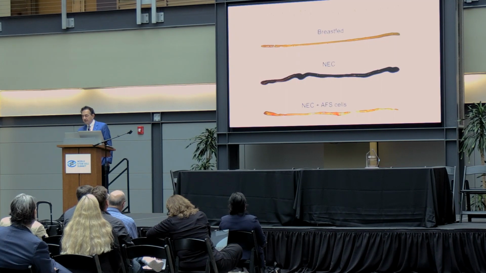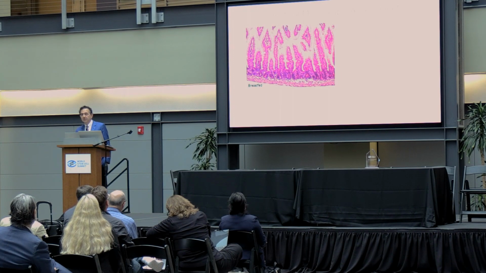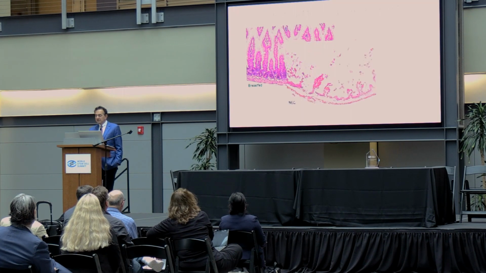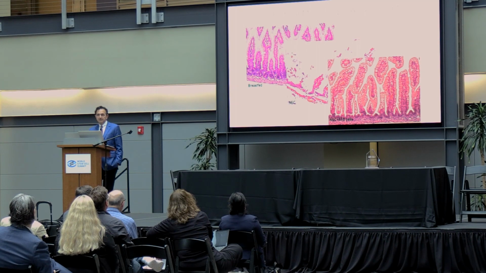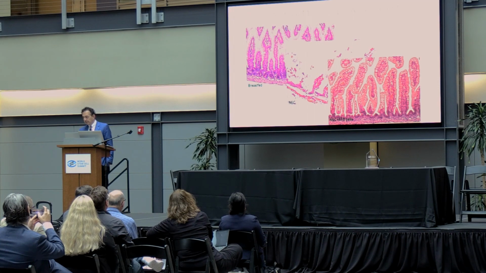with the amnion stem cells. Here's again the histological view of the breastfed intestine. Here is the necrotizing enterocolitis intestine. And here's the intestine treated with the cells. So you can see histologically the repopulation.